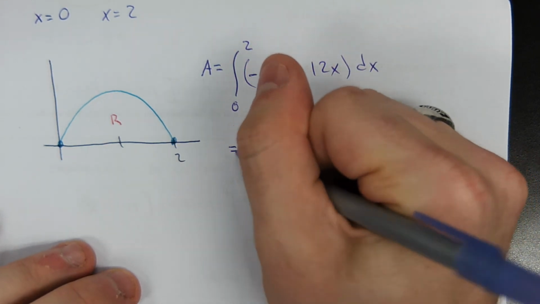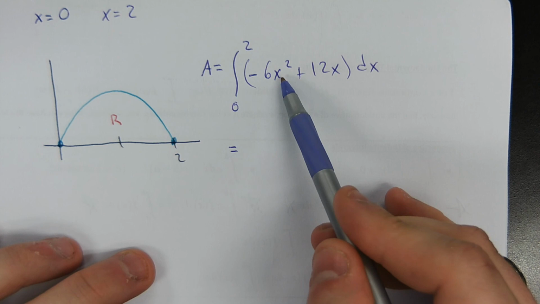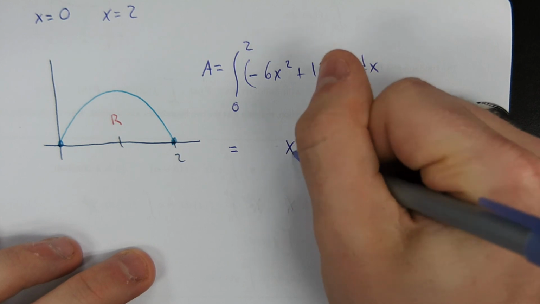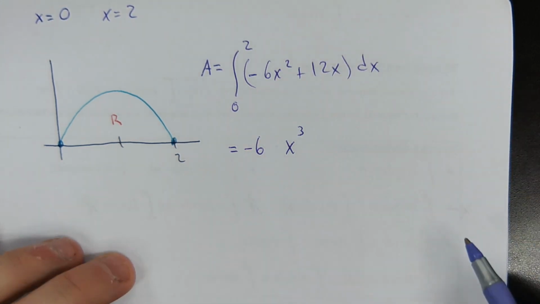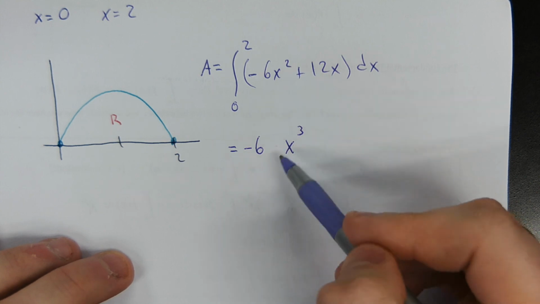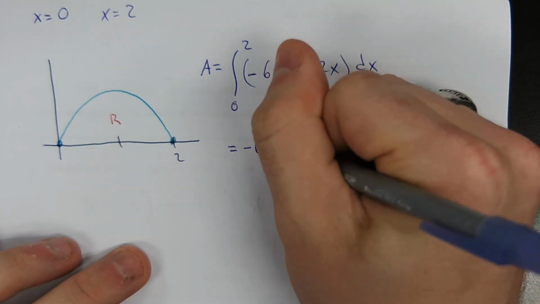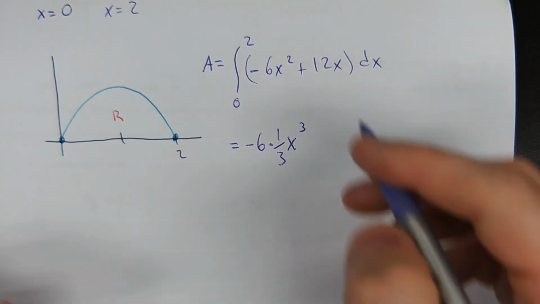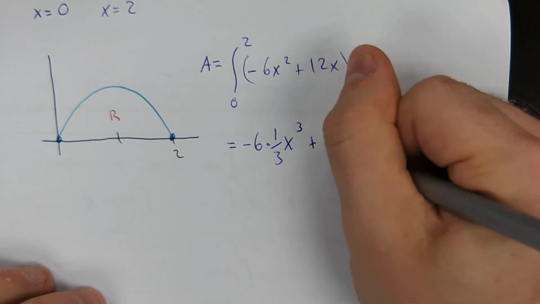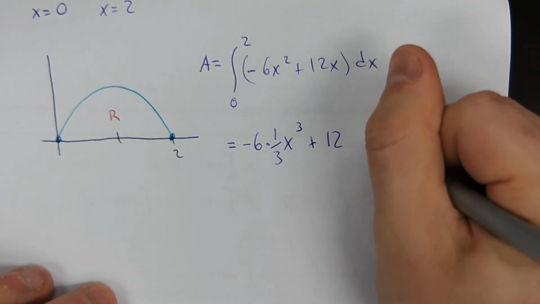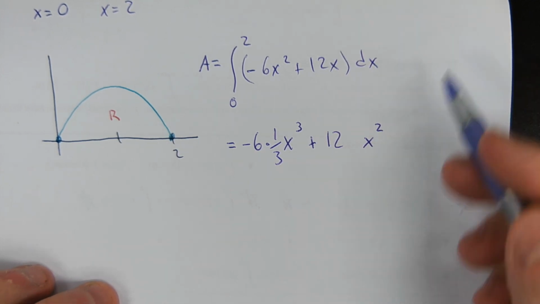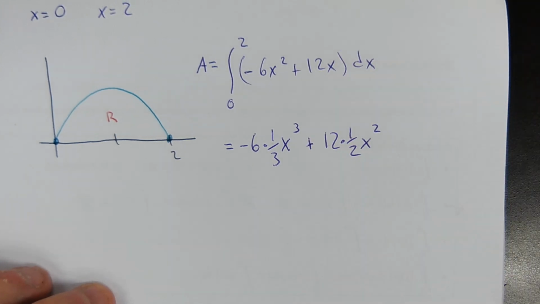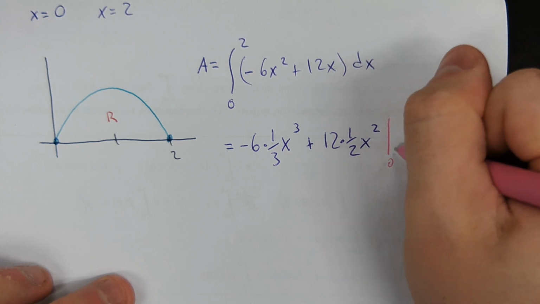Alrighty, let's see what this equals. This exponent on this x is going to bump up to a 3. There's already a negative 6 sitting there. But we know that when we bump this exponent up to 3, it's going to require the reciprocal of the new exponent in front of it. Like that. And then again, there's already a 12. This exponent on this x has to bump up from a 1 to become a 2. But now we need the reciprocal of that new exponent on the front. And that thing we are going to evaluate from 0 to 2.